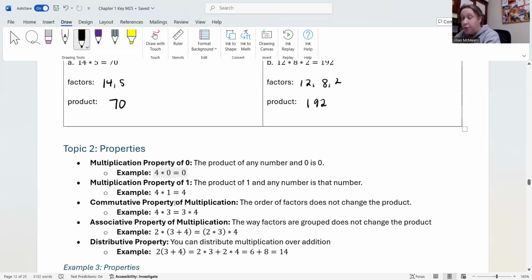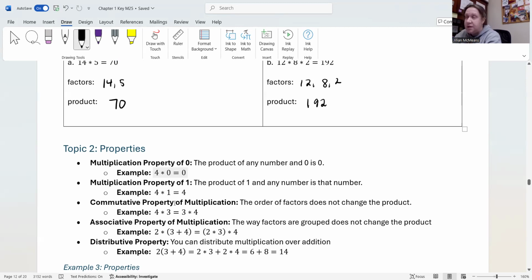So we know that the product of any number and 0 is just 0. You multiply something by 0, you always get 0. Never fails, always the case. So if you multiply any number on the planet by 0, your product is going to be 0. Okay?